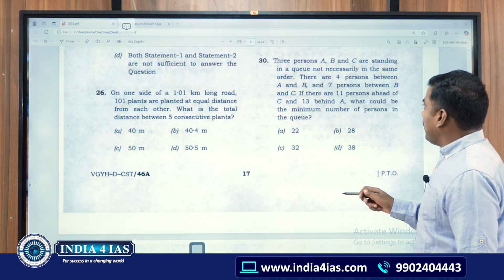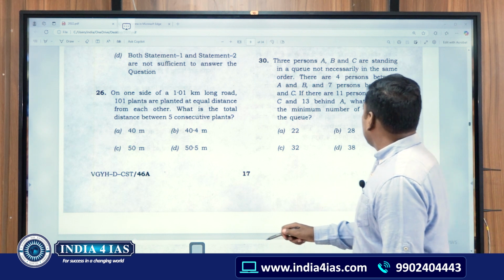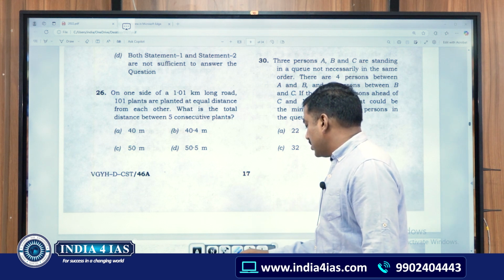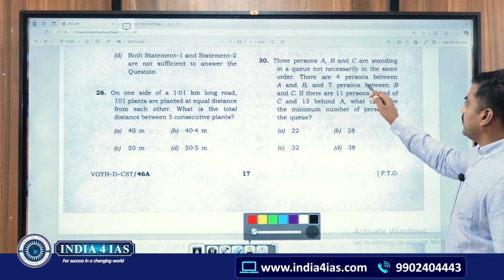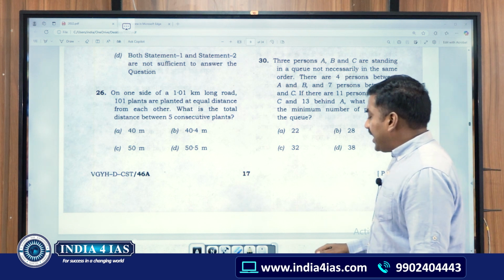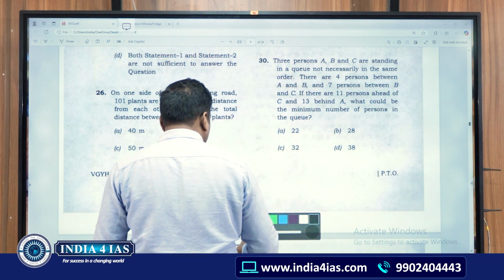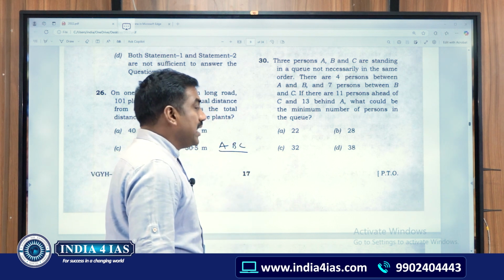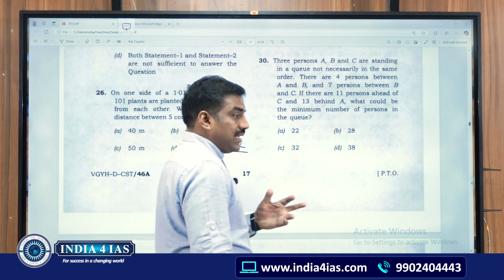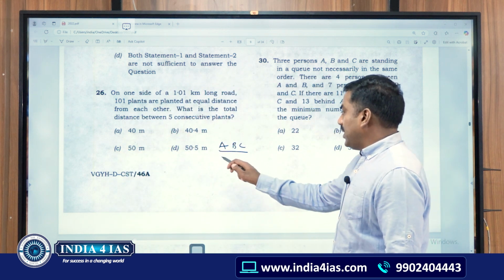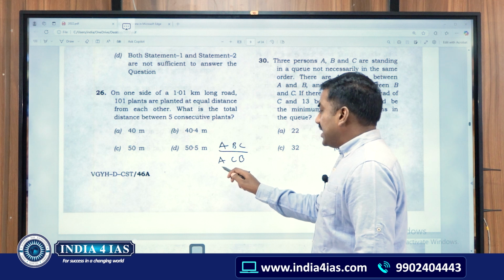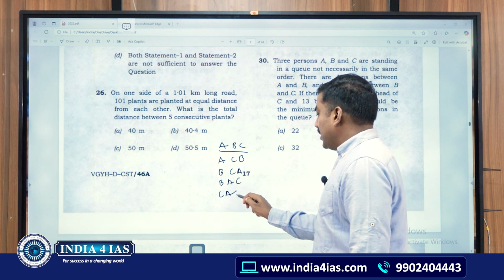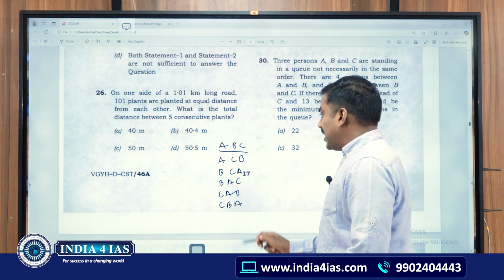3 persons, A, B, C, standing in a queue, not necessarily in the same order. There are 4 persons between A and B. This is again a very complicated problem. You have to be very careful here. When we say A, B, C, they are not standing in the same order, so that can be anything. These 3 people can stand in whatever way they want. For example, A, B, C here, A, C, B here, then B, C, A, B, A, C, C, A, B, C, B, A, in whatever manner they can stand.